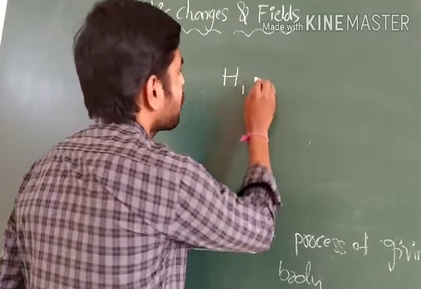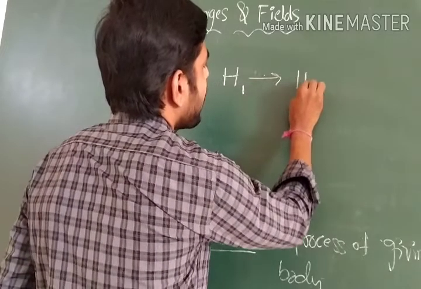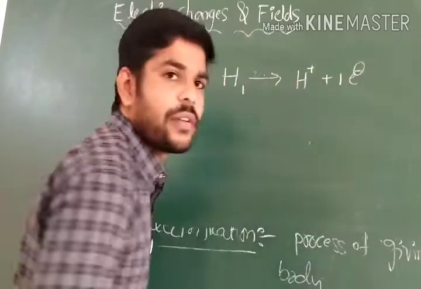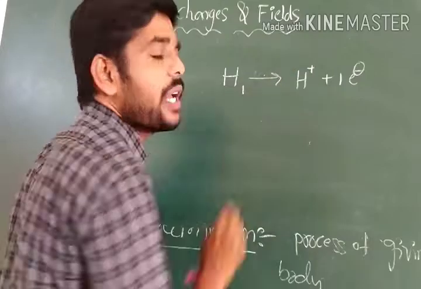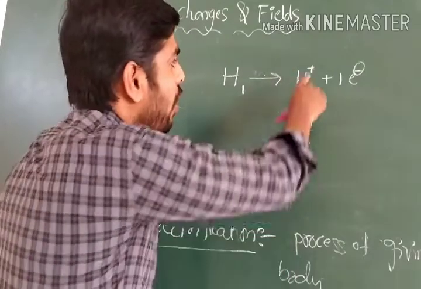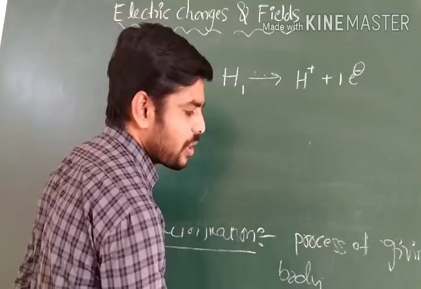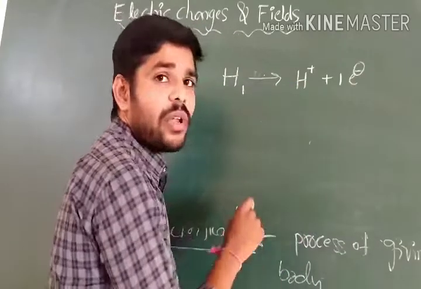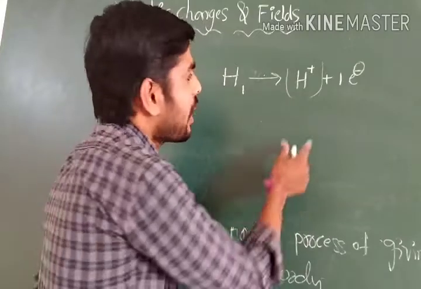If it loses one electron, it becomes H plus. Now the atom's position has changed. It loses an electron. In a neutral atom, the number of positive charges is equal to the number of negative charges. Here it is not equal. That is why this is a charged atom. We can say it is a charged atom.